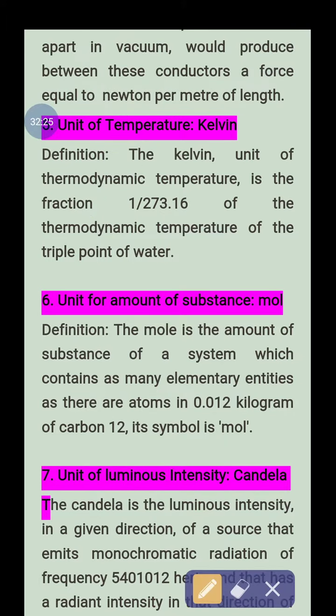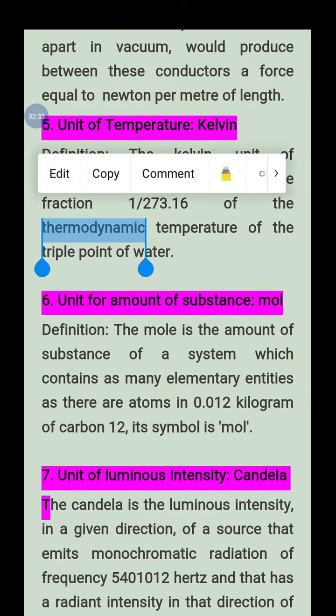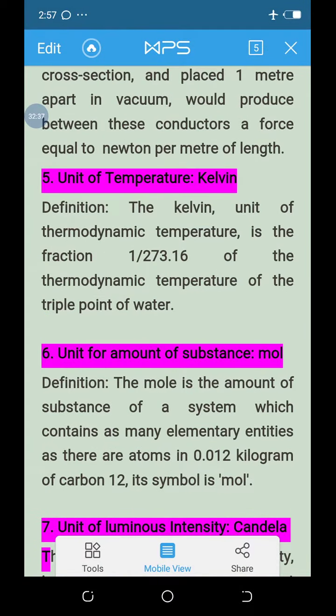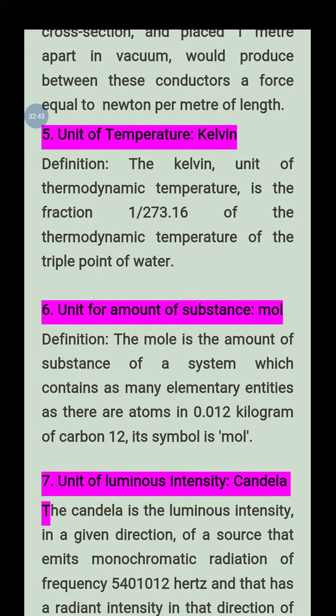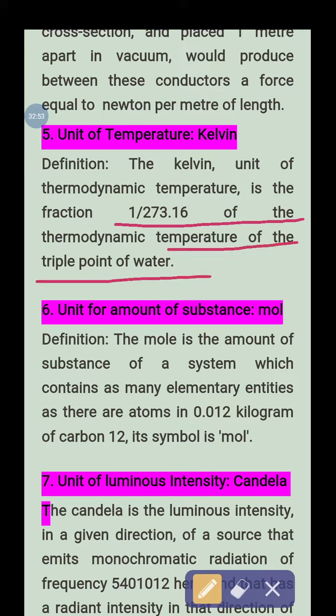Again, the unit of temperature is Kelvin. The Kelvin, unit of thermodynamic temperature, is the fraction 1/273.16 of the thermodynamic temperature of the triple point of water.